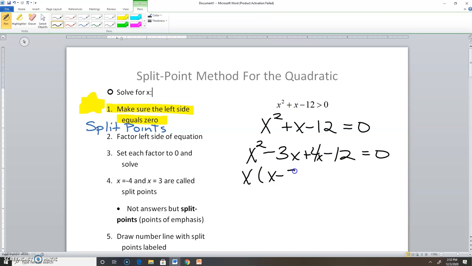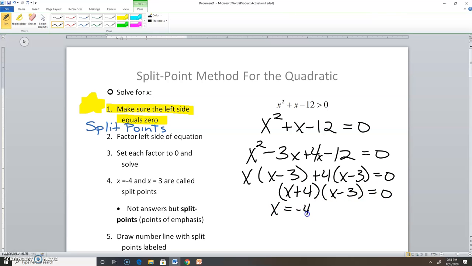Pull an x out, left with an x minus 3. Pull 4 out, left with an x minus 3. I get x plus 4, and I get x minus 3. So x equals negative 4, and x equals 3.